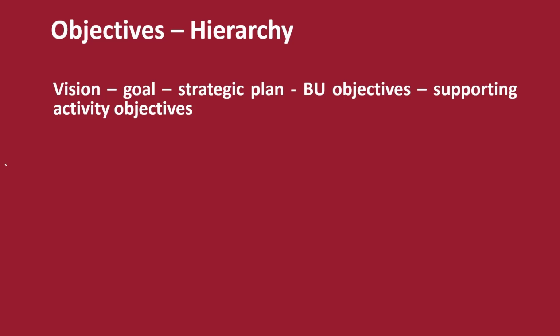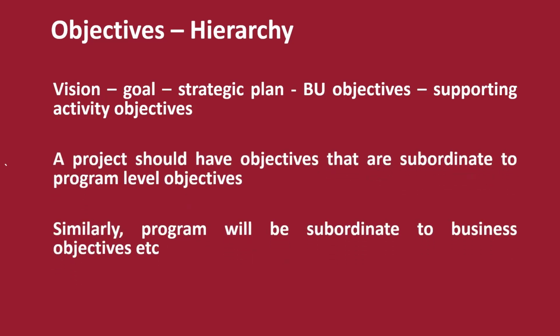Each will have their own more specific objectives. Looking at this the other way round, bottom to top, using projects as an example, a project will have objectives that are subordinate to a program's objectives. Similarly, a program will have objectives that are subordinate to but support a business unit's objectives. A program's objectives will be different to a portfolio's objectives. So the interrelationship of objectives is important in linking the responsibilities of each management level.